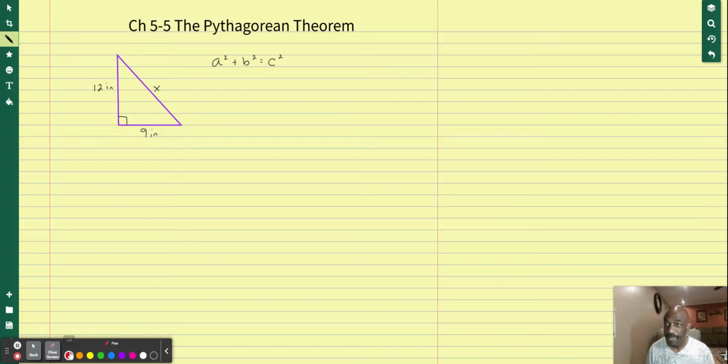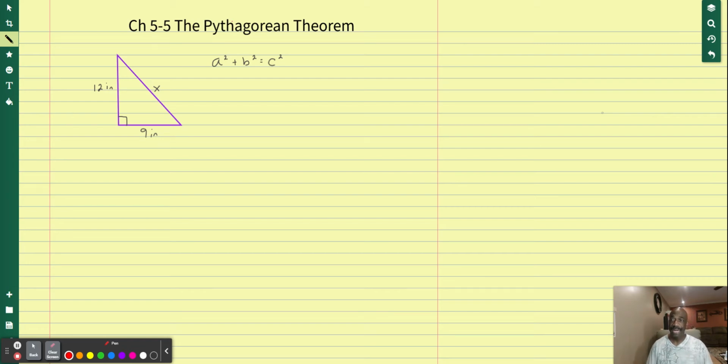All right. This is chapter 5-5. It is on the Pythagorean theorem. Most of you should know the formula for the Pythagorean theorem, which is a squared plus b squared equals c squared. The Pythagorean theorem is a formula that allows us to determine the length of any of the legs of a right triangle.